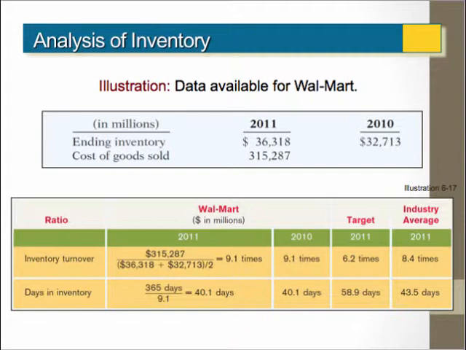On the other hand, as we take a look at the days in inventory, it takes 40.1 days for Wal-Mart to sell its inventory, whereas in Target it takes 58.9 days to sell its inventory. So from a shareholder's perspective, if we were looking at these two companies, we can see that Walmart by far sells more product than Target.